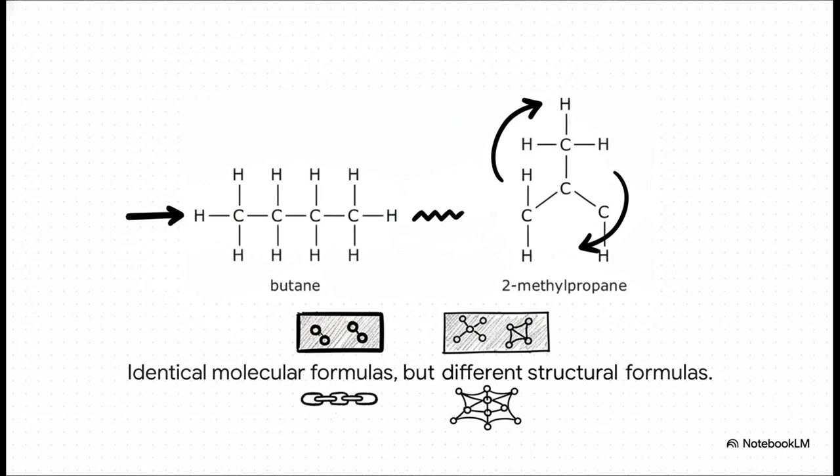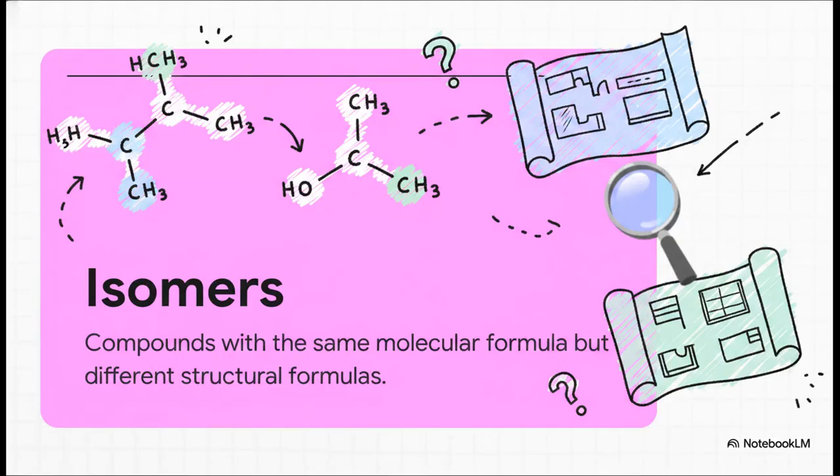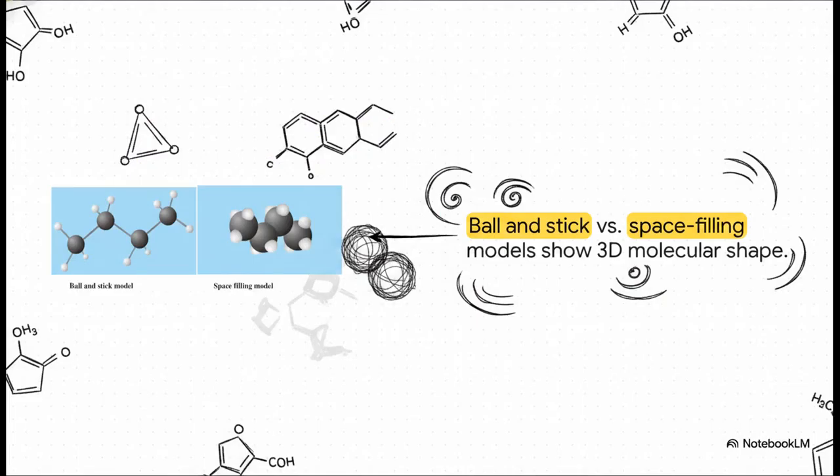This is where a structural formula is absolutely crucial. See, it's not just about what parts you have, it's about how you put them together. Butane is a simple straight chain, but 2-methylpropane? It's got a branch, same parts, totally different molecule. And there's a name for this, of course. It's called isomers. Think of them as molecular twins with different personalities. They have the exact same list of ingredients, the same molecular formula, but they're built differently, so they have different structural formulas.